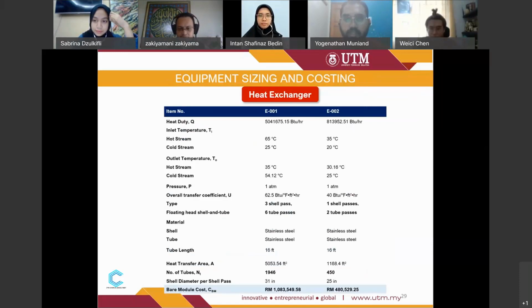Next. Okay, this is the specification and costing for heat exchanger 1 and 2. For heat exchanger 1, we are using 3 6 shell and tube, while for heat exchanger 2, we are using 1 2 shell and tube. The number of tubes for heat exchanger 1 is 1,946, while for heat exchanger 2 is 450. And the bare module cost for heat exchanger 1 is around ringgit Malaysia 1 million, and for heat exchanger 2 is 480,000.